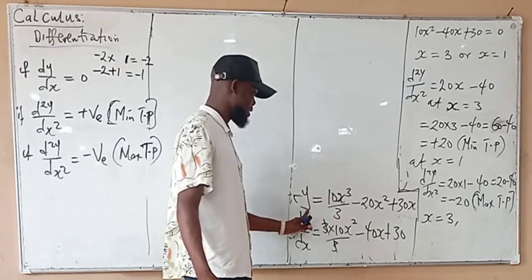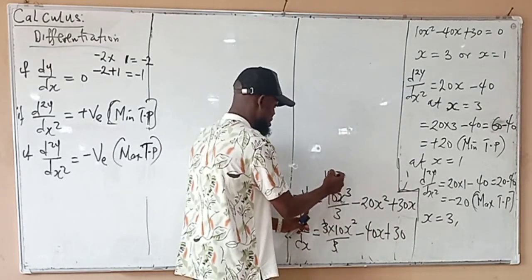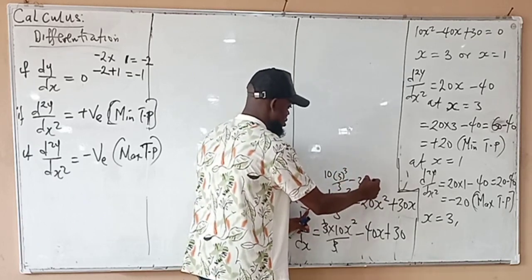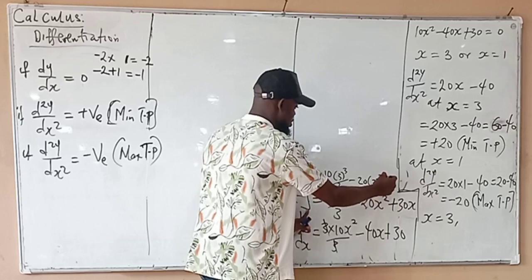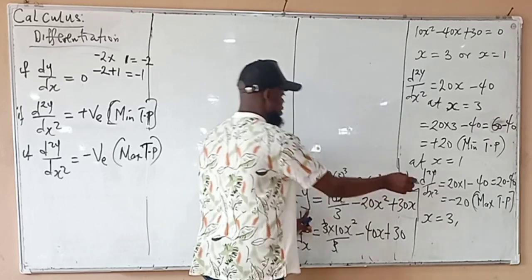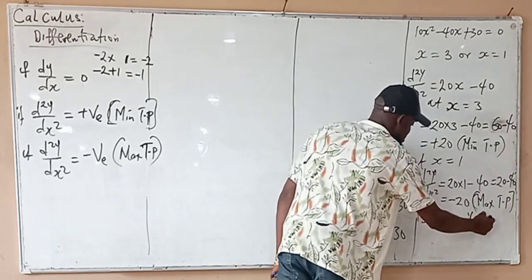And what is y at that point? Just come to this place, put 3 here. We have 10 times 3 cubed over 3. Then put 3 here, 20 times 3 squared. Then plus 30 times 3. Just do this, we're going to have 0. It will be 0, and y is equal to 0.